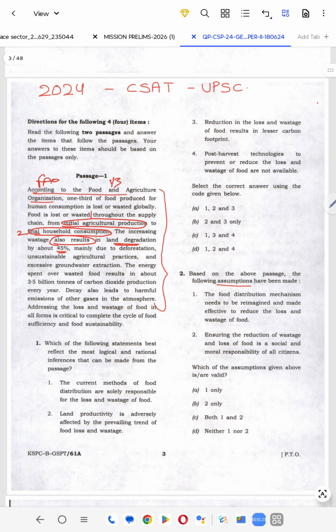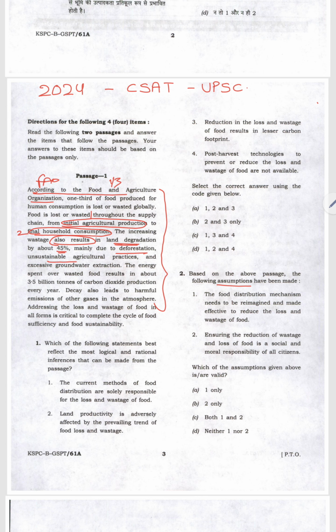So how is the land getting degraded? Mainly due to deforestation, unsustainable practices, and excessive groundwater extraction. Now the energy spent over wasted food results in about 3.5 billion tons of carbon dioxide, definitely produced every year. Now, decay also leads to harmful emissions of other gases in the atmosphere. So both of these are negative. Now, addressing the loss and wastage of food in all forms is critical to complete the cycle of food sufficiency. And yes, it is speaking about sustainability and food sufficiency.